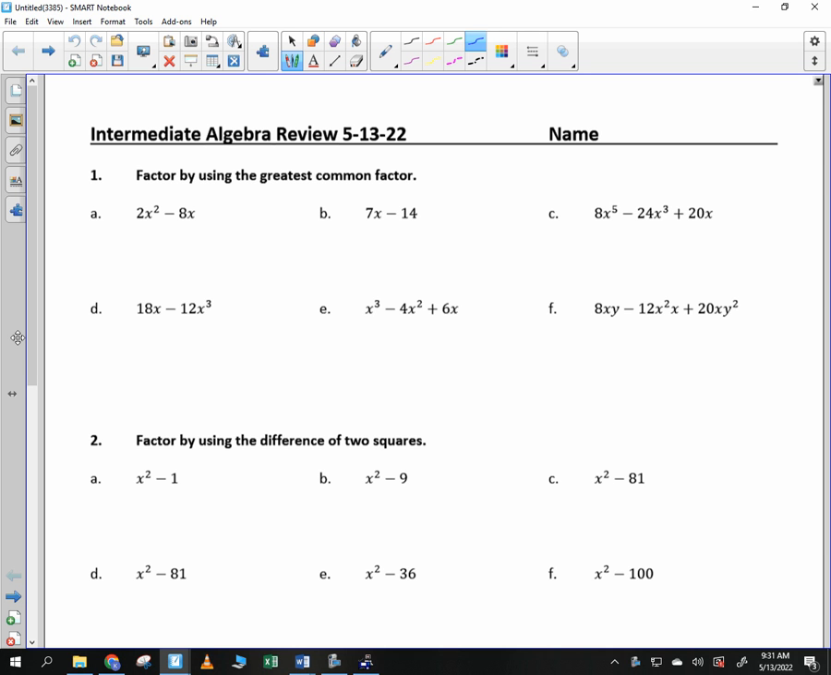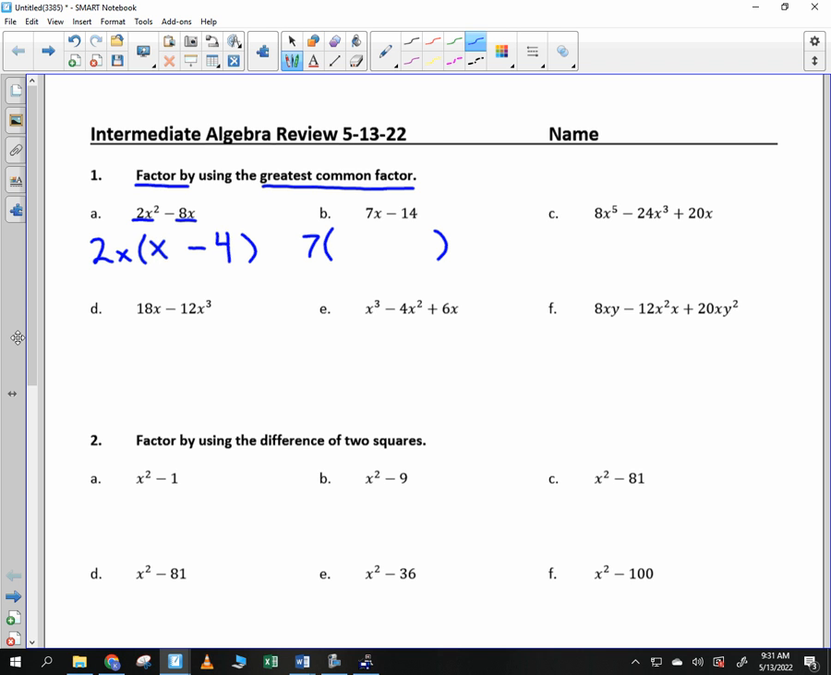So one method of factoring that should be review is factoring by using the greatest common factor method. And what divides evenly into both 2x squared and 8x? 2x divides in evenly. So as I factor it out, 2x times what is 2x squared? 2x times x is 2x squared. And 2x times what is 8x? 2x times 4 is 8x. And so that's factored.